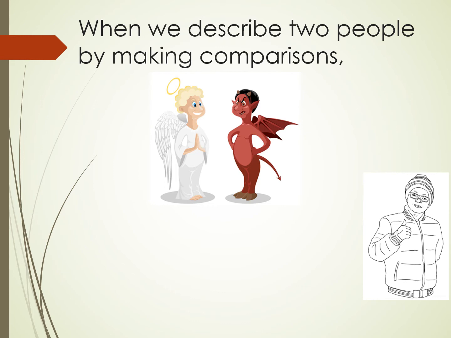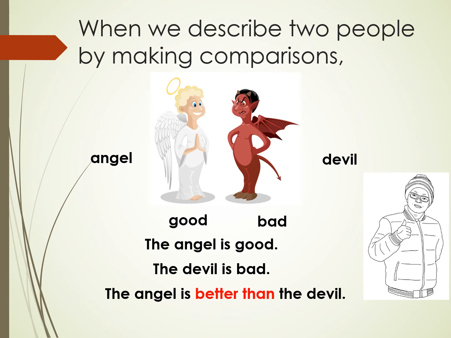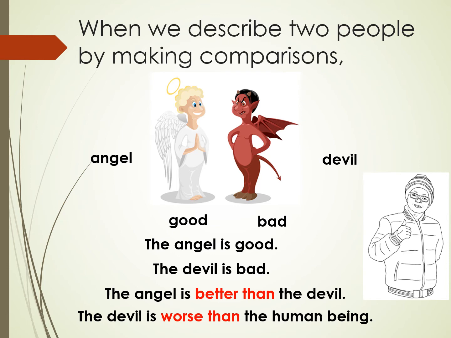Okay, next. When we describe two people by making comparisons, good and bad. Okay, the angel is good while the devil is bad. So, the angel is good. The devil is bad. The angel is better than the devil. But we cannot say the devil is worse than the angel. When I say it that way, it means the angel is bad too. So I would say the devil is worse than the human being. Okay, can you understand that?